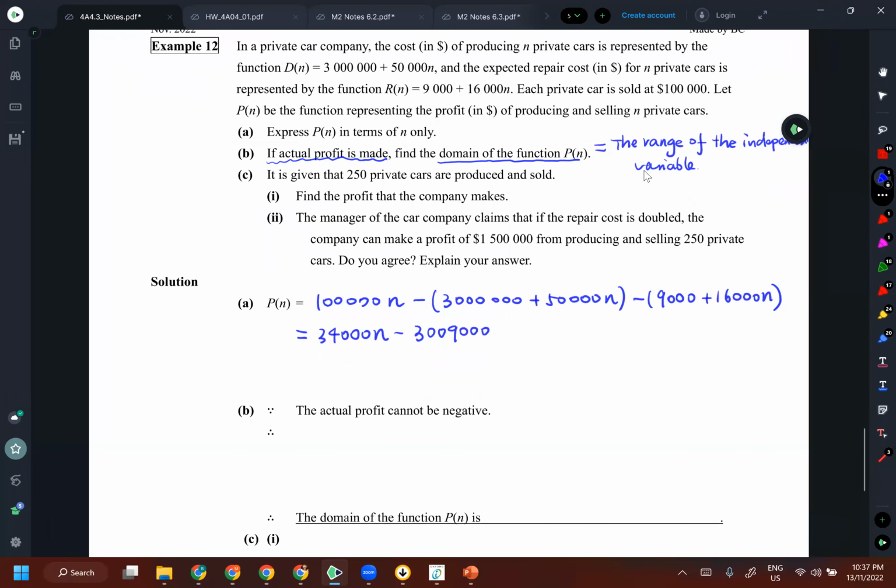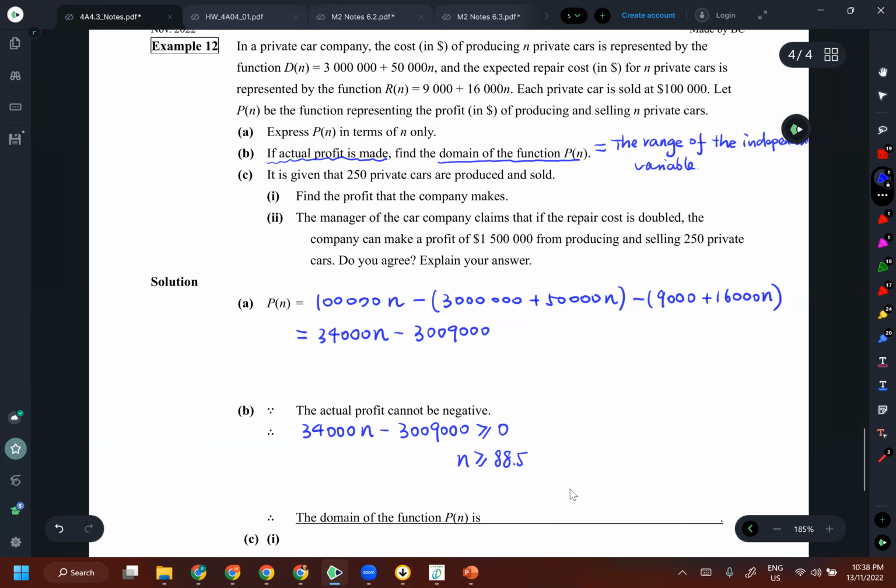Since the actual profit cannot be negative, I will say that the profit 34,000n minus 3,009,000 cannot be negative, must be greater than or equal to 0. Right? And then I can find n is 3,009,000 divided by 34,000. n is greater than or equal to 88.5. This is an additional range I find for n.